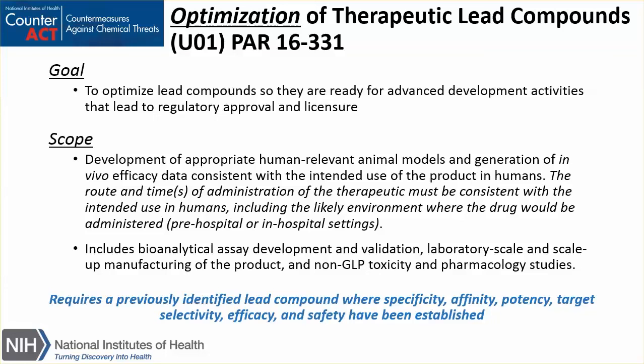The scope of research that can be supported under this FOA should aim to generate in vivo efficacy data in human-relevant animal models consistent with the intended use of the product in humans, including the likely environment where the drug would be administered. In addition to efficacy, the optimization U01 could also include bioanalytical assay development and validation, demonstration of laboratory scale and scale-up manufacturing of the product, and non-GLP toxicity and pharmacology studies.